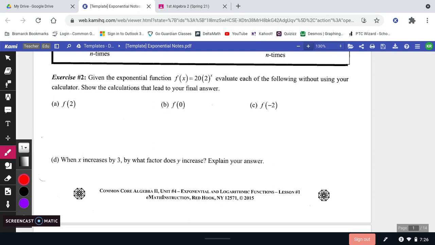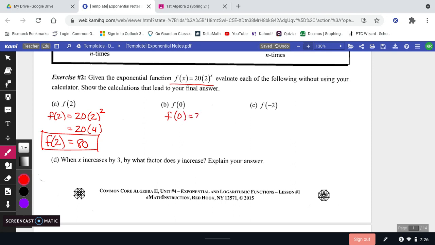So we're supposed to find f of 2. I'm going to take this equation here, and f of 2 is going to be 20 times 2, and my exponent is x, so that's where my value of 2 is going to be. And this turns into 20 times 4, and that's 80. So f of 2 is 80. Okay, if we put in 0 for x, f of 0 is 20 times 2 to the 0 power. So that's going to be 20 times 1, or f of 0 is 20.